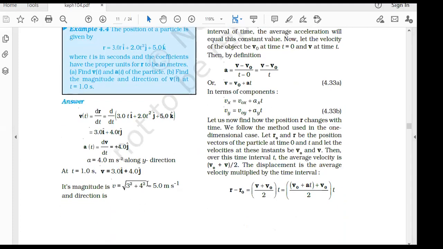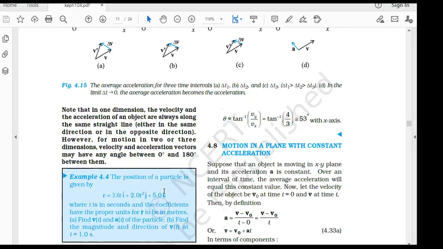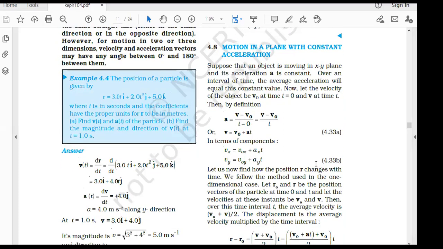So yeah, square root of 3 square plus 4 square will give me Pythagorean triplets, which is 3, 4, 5. So we'll be getting 5. 4 by 3, you'll get somewhere around 53 degrees. Okay. Motion in the plane with constant acceleration.